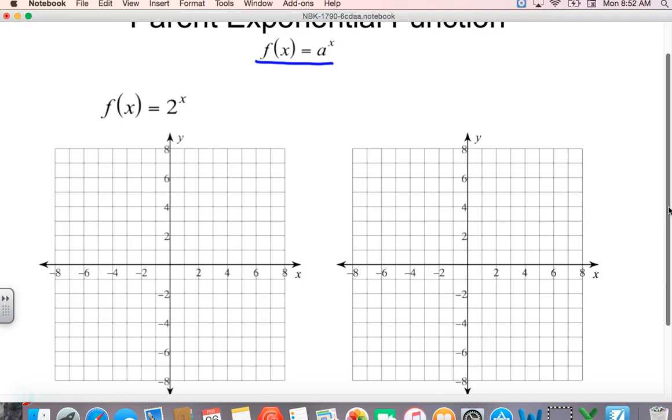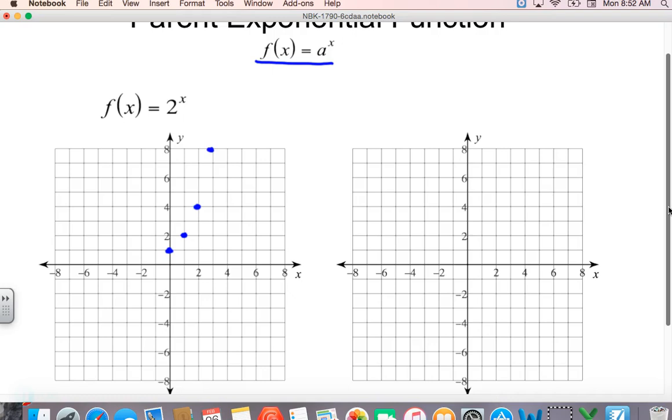So if I plug in 0, well, 2 raised to the 0 is 1. Anything to the 0 is 1. So when I plug in 0, I get 1. So we put a point at 0, 1. When I plug in 1, 2 to the first is 2. So go over 1 up 2. When I plug in 2, 2 squared is 4. So I plug in 2, 4. When I plug in 3, 2 to the third is 8. So over here it's 3. I'm going to go up to 8.